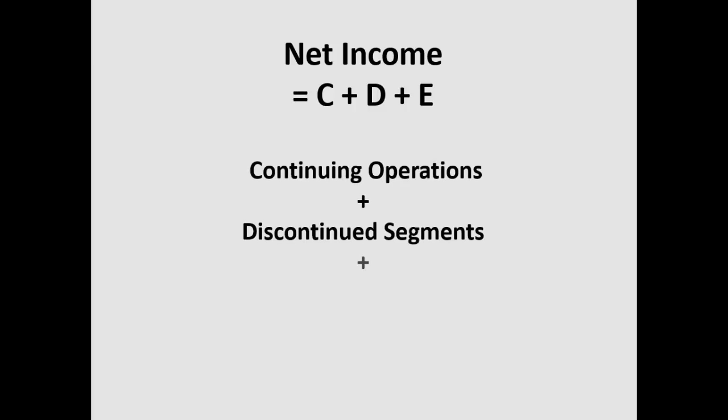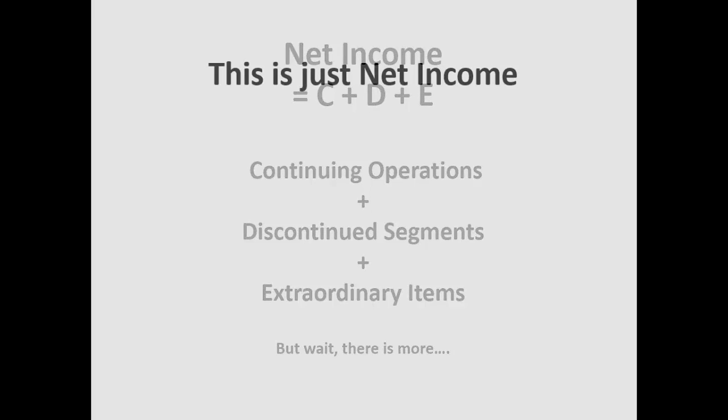Net income, remember, it equals income from continuing operations, income from discontinued segments, and income from extraordinary items, and you must classify it this way. But there's a little bit more. This is just net income, and in accounting principles, you were taught that's your bottom line.